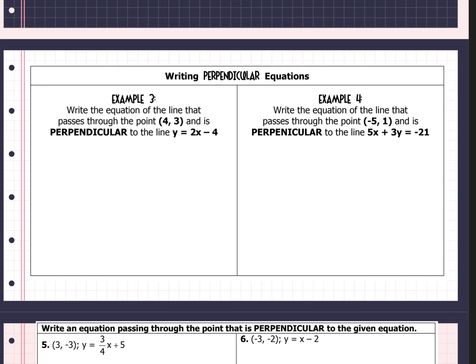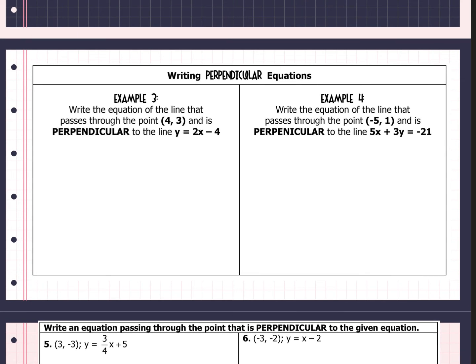We're given the point (4, 3) and the equation y = 2x - 4. Since the slopes are opposite reciprocals, the opposite of 2 is negative, and the reciprocal is 1/2. And we're using the point (4, 3). So here we have y - 3 = -1/2 (x - 4).